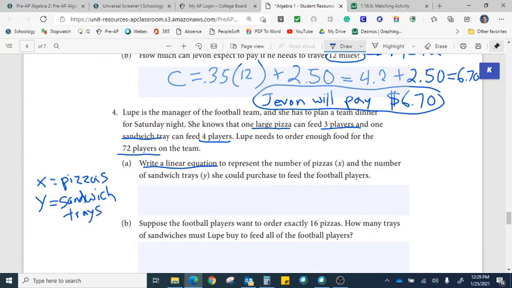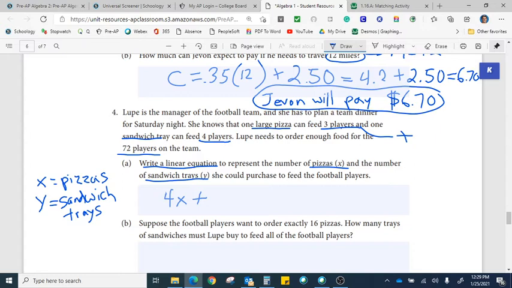All right. X and Y, and the total number of players is 72. Okay, so the number of pizzas and the number of sandwich trays, remember that they're going to seat four players for one pizza, per pizza, right? So if I have 2 pizzas, that will feed 8 players. 3 pizzas, 12 players. 4 pizzas, 16 players. Okay? So when we combine those two, all right? And that word "and" means plus. So plus.